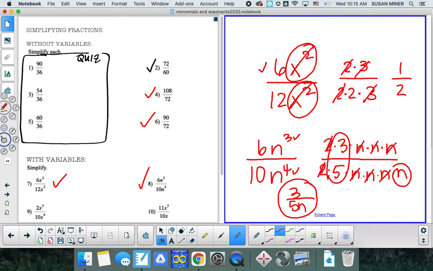Okay, so there is our review of reducing fractions, and you can come back and watch this video anytime if you need some additional reminders how to reduce fractions.